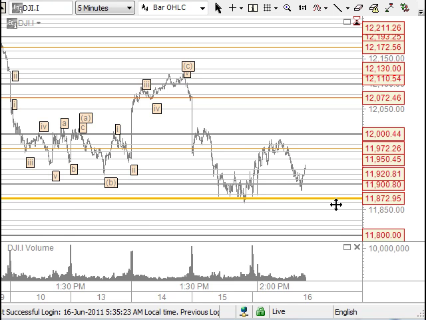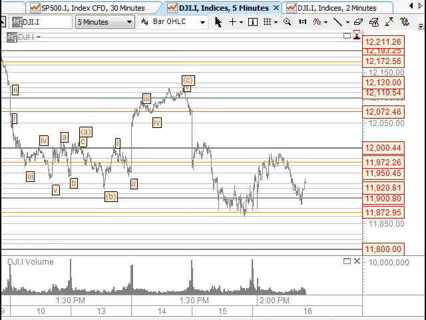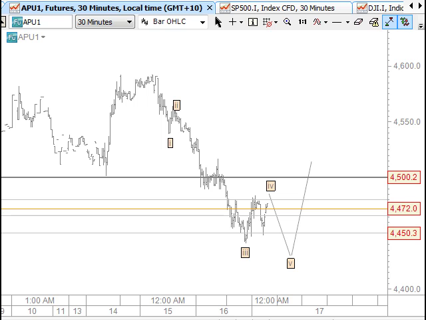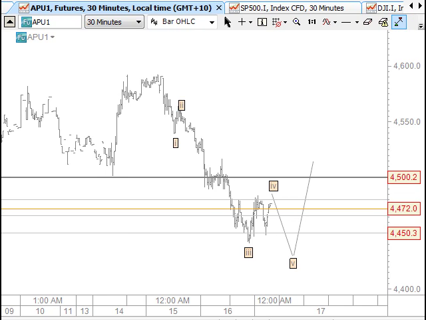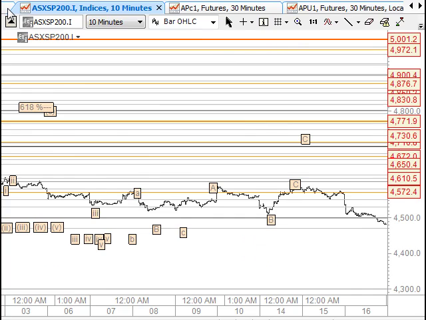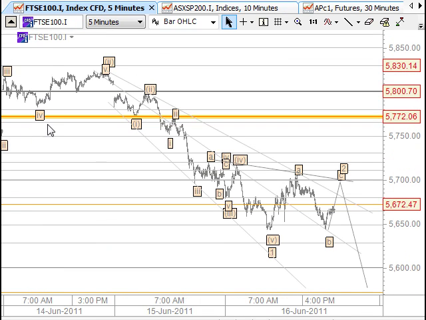So all that said and done, I can move on a little bit now to the other markets. Just let me get a little bit organized here, and we'll start with the FTSE next. It's been a really nice wave structure down for the FTSE here.